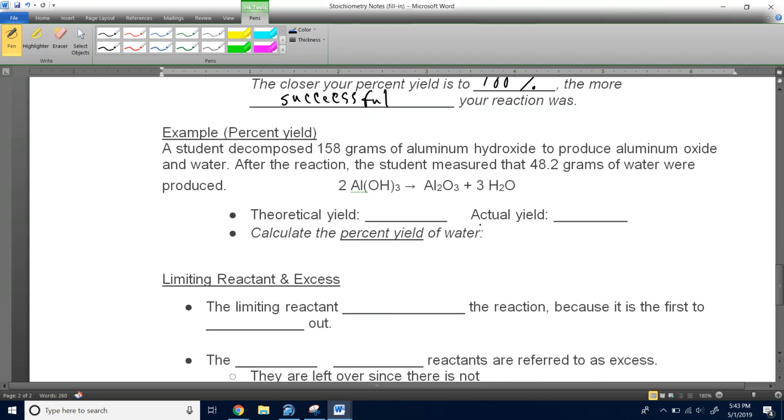Okay, so it's a similar problem. You have 158 grams of aluminum hydroxide, and after the reaction, you measured that 48.2 grams of water were actually produced. So you did the calculation and you saw that you had 48.2 grams of water, which is one of your products. This is your actual yield. This is what you physically received after the reaction. Your theoretical yield is something that we did earlier. That was 54.9 grams.